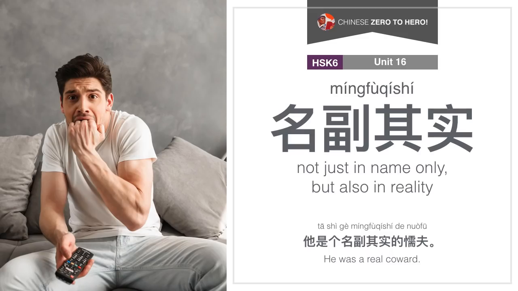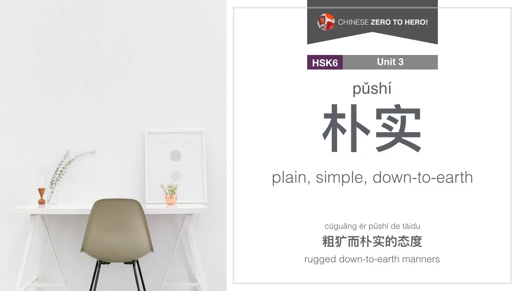In HSK 6, we also learned 名副其实 which is an idiom meaning not just in name only, but also in reality. 他是个名副其实的懦夫 He was a real coward. In HSK 6, we also learn 朴实 meaning plain, simple, or down to earth. 粗犷而朴实的态度 Rugged and down to earth manners.